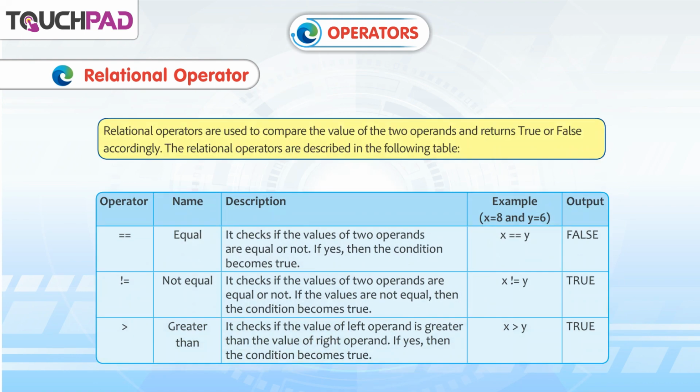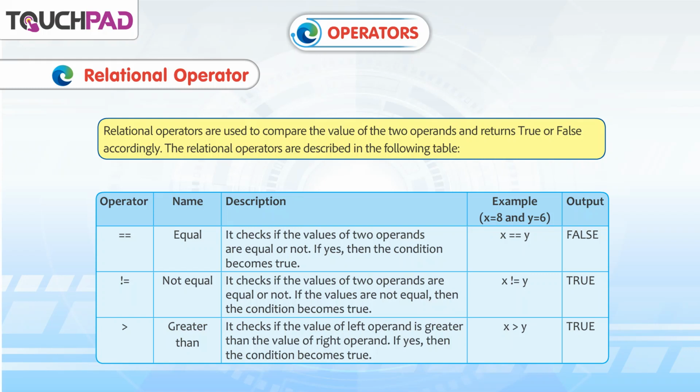Relational operators are used to compare the value of the two operands and return true or false accordingly. The relational operators are described in the following table. Operator, name, description, example x is equal to 8 and y is equal to 6. Output. Equal. It checks if the values of two operands are equal or not. If yes, then the condition becomes true.